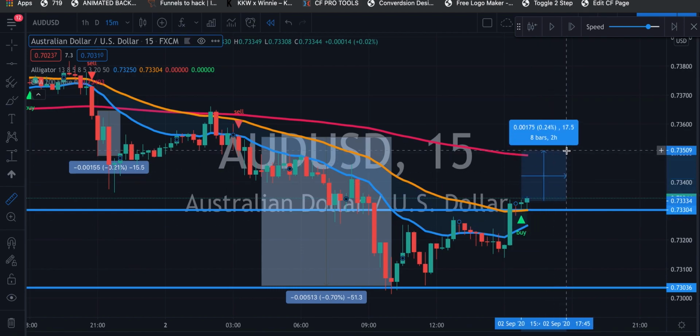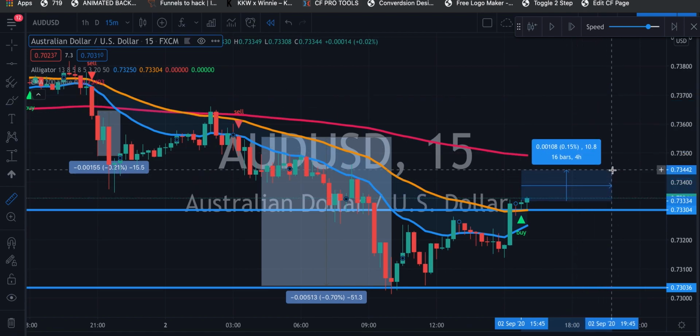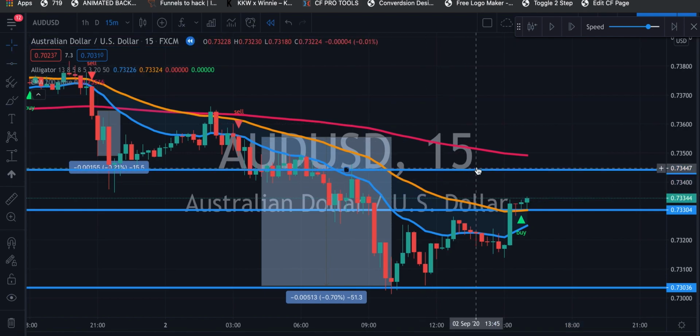Now, I probably won't take this trade just because there's not enough room. It ain't like it's got a lot. Now, if you want to scalp this, I would go for maybe 10 pips. So let's just say we're going for this part. This is a kind of risky trade, but I'm a little risky. Let's go ahead and hit that.